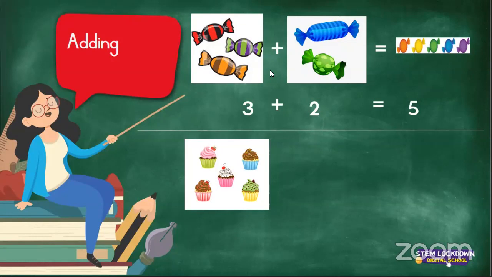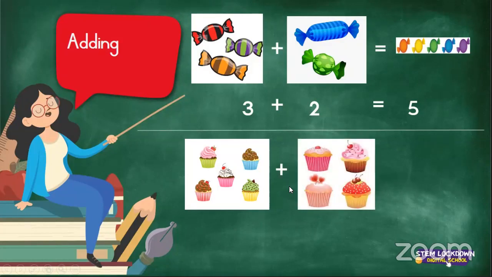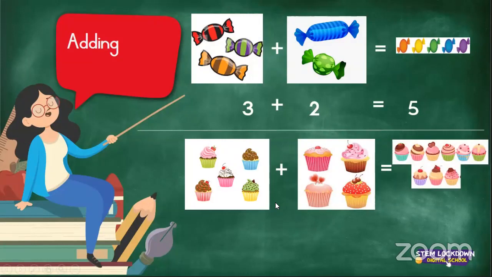Mercy, how many cupcakes do you see on the screen? Five. Good. Now let's add 4 cupcakes. So we go 5 cupcakes plus 4 cupcakes equals how many cupcakes? Shanti has the answer in the chat group. Well done. 9 cupcakes. Good. 5 cupcakes plus 4 cupcakes equals 9 cupcakes.